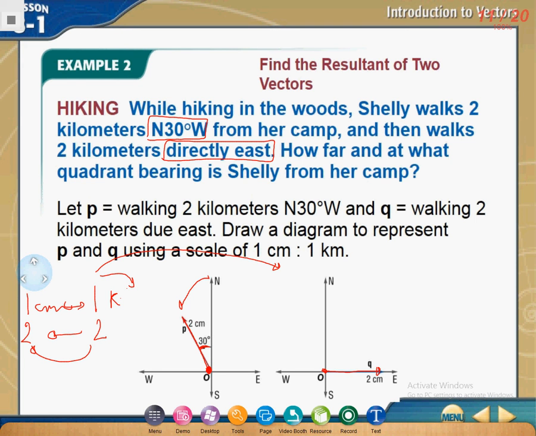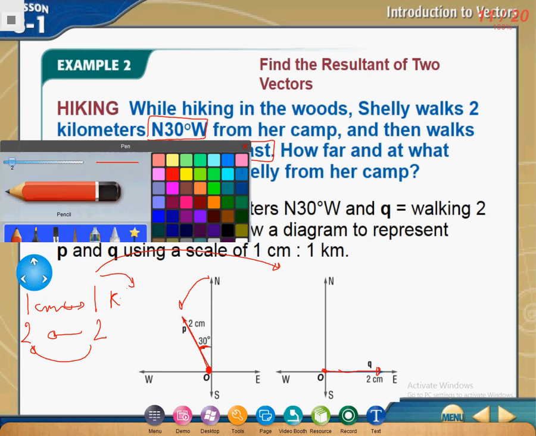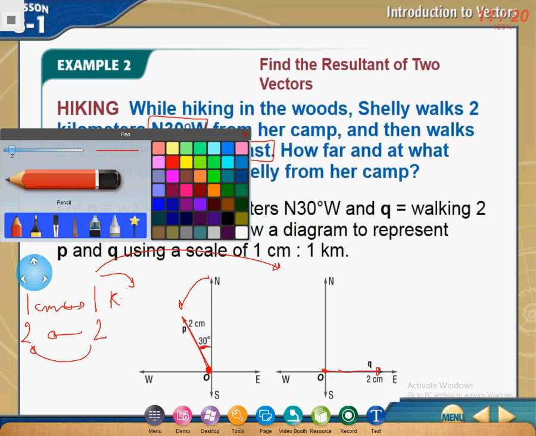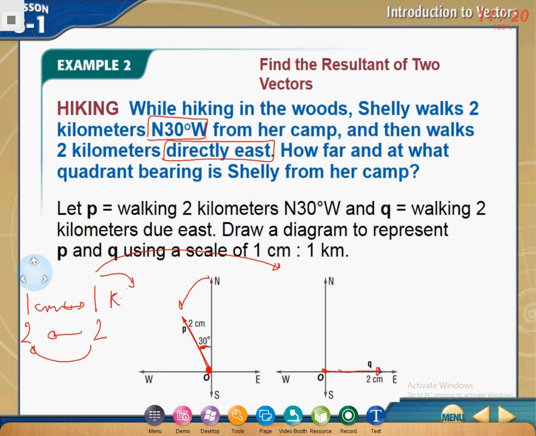Let's start with the first one. Do you remember when we said we have to drag or translate this vector to this one, so I can match the two tails or the two initial points? Let's take another color and see what will happen. Okay, so I will drag this and put it here. It's fine.